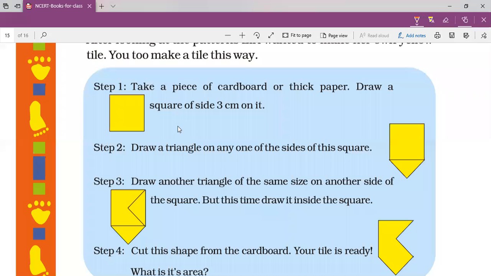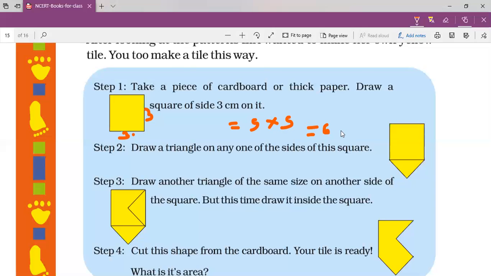Yes, the area of a square is side square. So what is the side of this square? It is 3 centimeter. There is 3 centimeter and there is 3 centimeter. So area of square is equal to side into side, because all sides are the same. So side into side is equal to 3 into 3. So what is the area of this square?